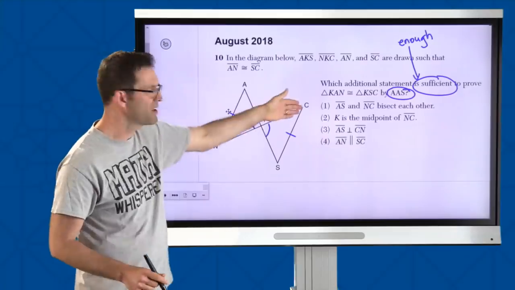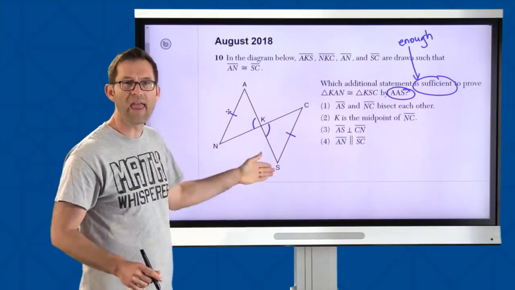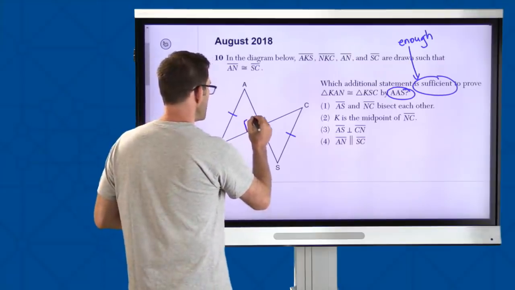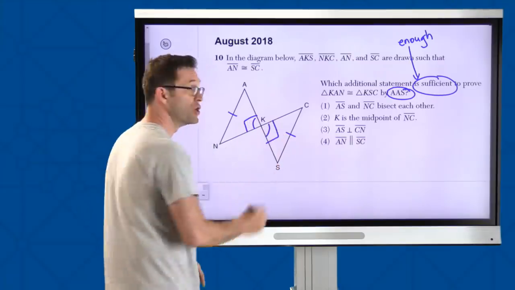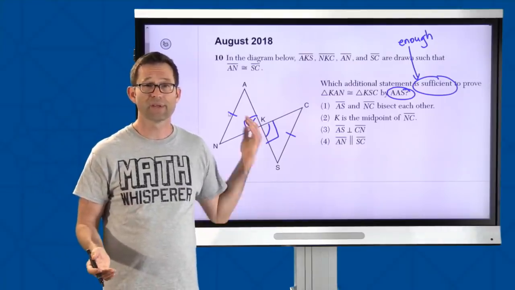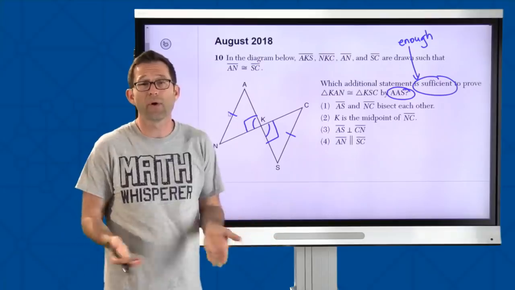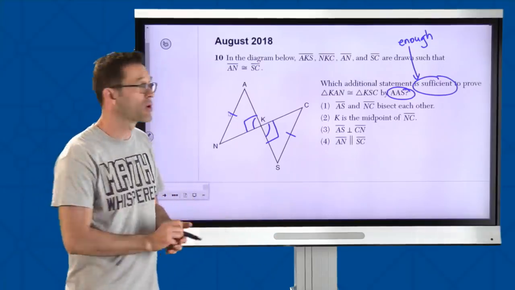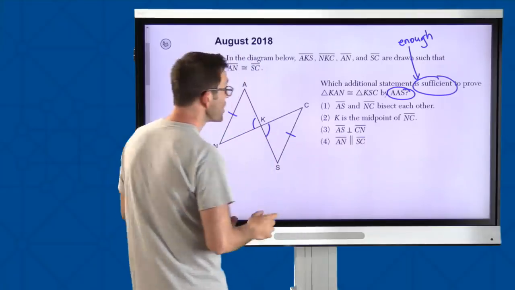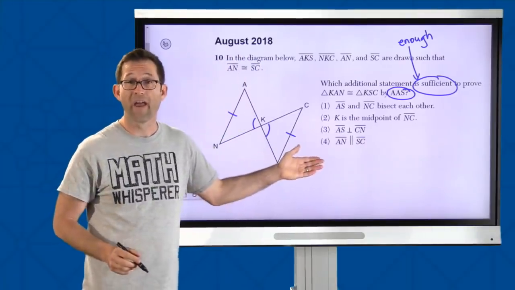All right, AS is perpendicular to CN. Well, if we knew that AS was perpendicular to CN, all that would tell me is that these two angles that we already knew were congruent are both right angles, in which case we would know that they were congruent. But we already know they're congruent because they're vertical angles. So that's not going to help me at all. All right, so it's pretty much got to be number 4.